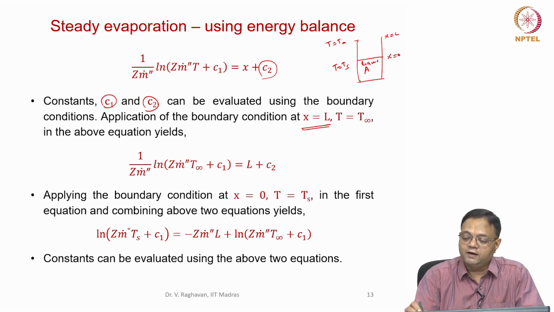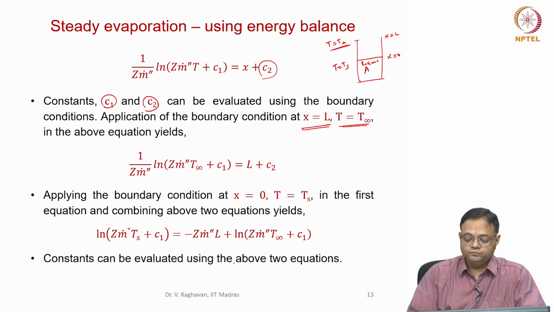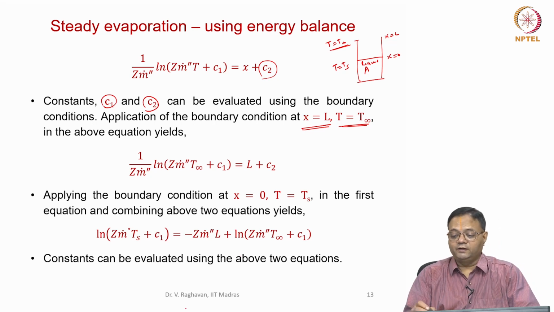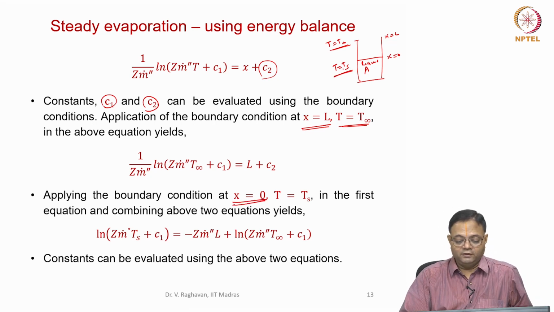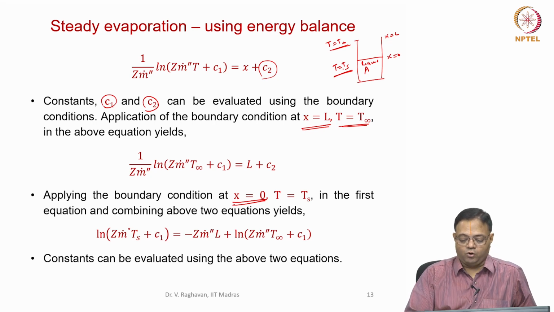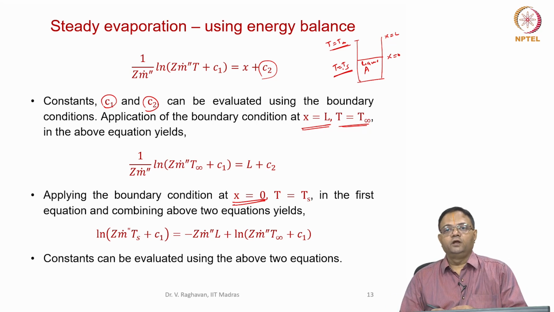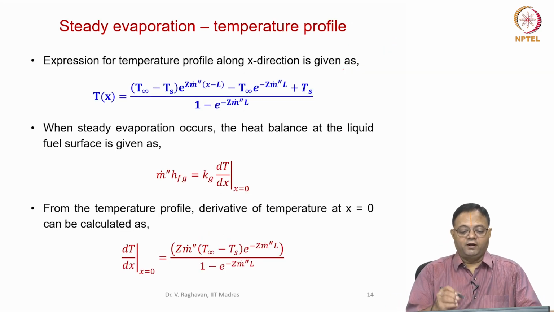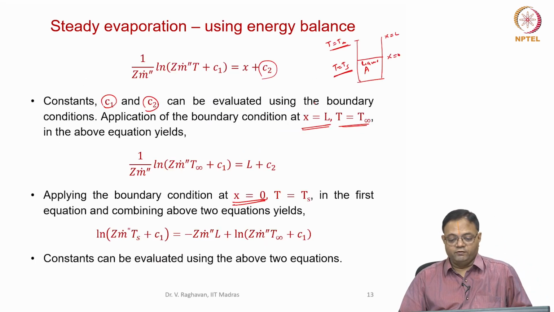Now we can see that at the end of the beaker, we approach infinity. So, the boundary condition there will be T equal to T infinity at x equal to L. Apply that and get one constant. Similarly, at the interface, x equal to 0, T equal to Ts, that you apply. Then you will get two equations with two constants. These two constants can now be evaluated by solving these two equations. And finally, I get an expression for T. Do you understand? It is very simple.